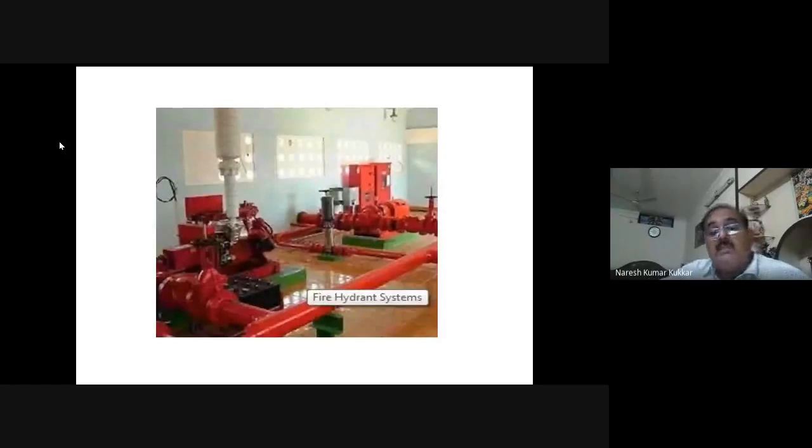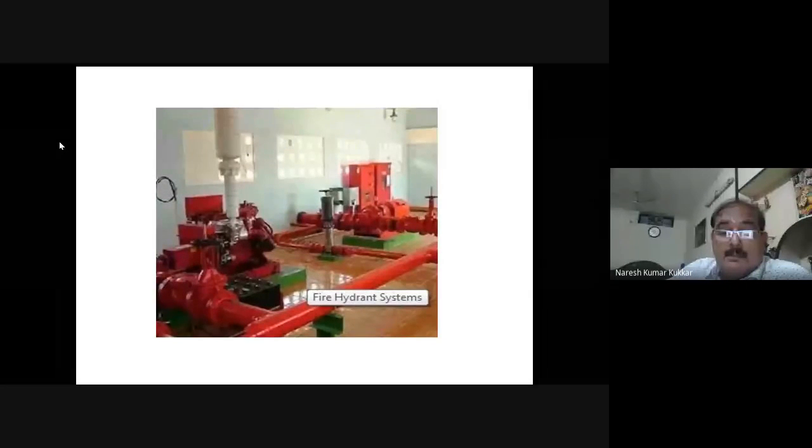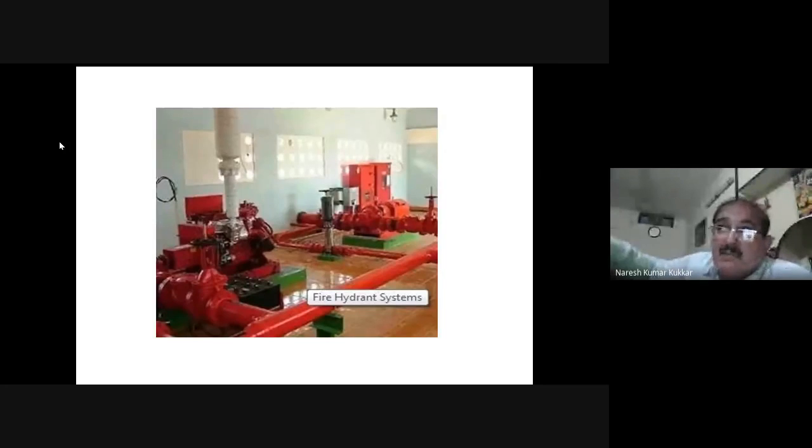We see this type of system is used in all types of complexes you visit or in all types of industries. They have the jockey pump and main pump, connected to the main water source. Whenever there is a fire, pipes are provided. Flexible pipes are there and nozzles are there. With the help of a nozzle, they sprinkle water over the place where there is a fire. You just have to start the fire pump and water comes to the pipes, and then we can immediately go to the place where there is a fire.